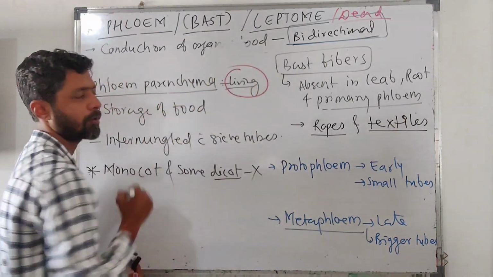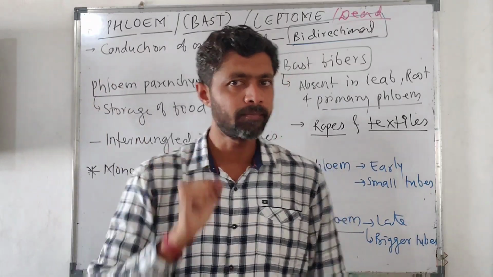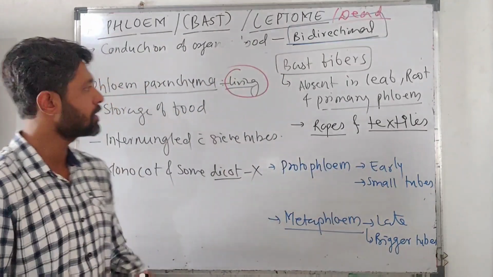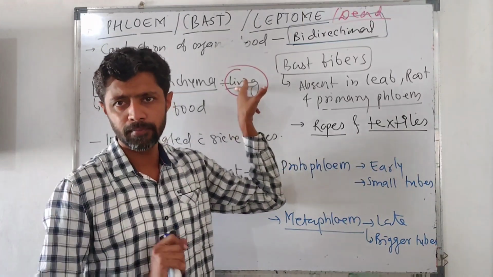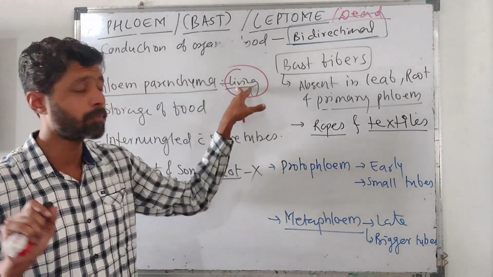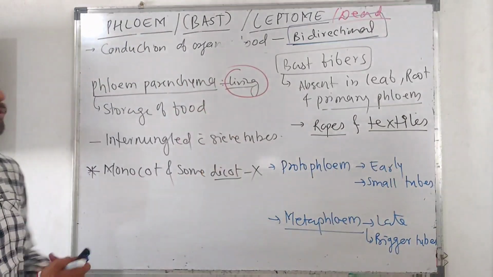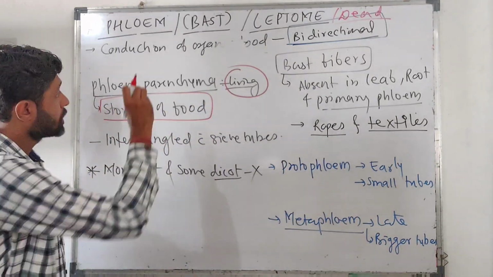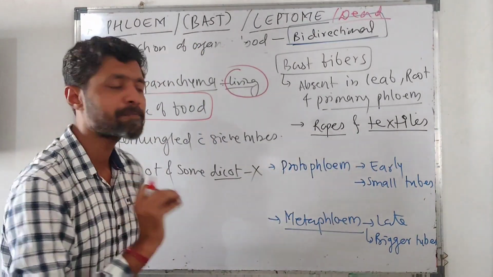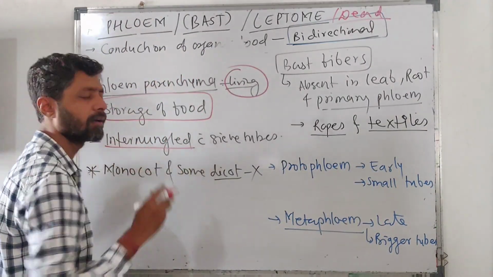Phloem parenchyma is normally the parenchymatous tissue which is organized in a phloem. As we have considered before in simple permanent tissue, these are living, and as they are living, their primary function is storage of food. Here in phloem, these phloem parenchymatous cells are intermingled.